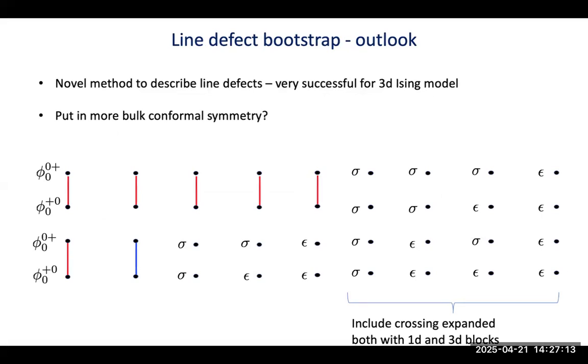One direction where I think improvement is possible is to put in more of the bulk three-dimensional conformal symmetry. So here, in our system of crossing equations, we consider these correlators of pure bulk operators, and we expand them in terms of one-dimensional conformal blocks. Now, they can also be expanded in terms of the three-dimensional conformal blocks. So we can keep that as a separate crossing equation, and then we can link the low-dimensional part of the spectrum, and I think this will improve our accuracy.